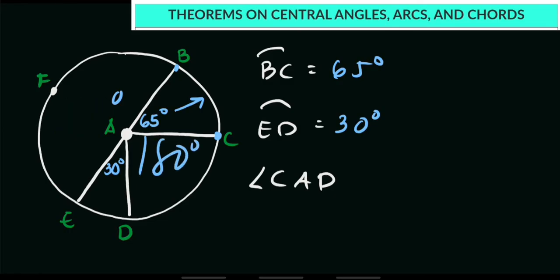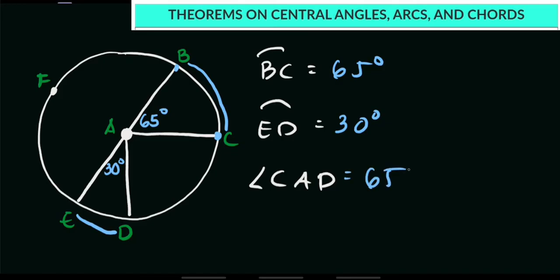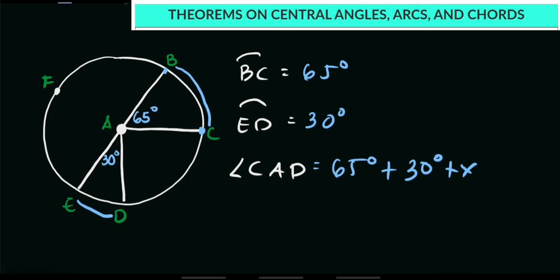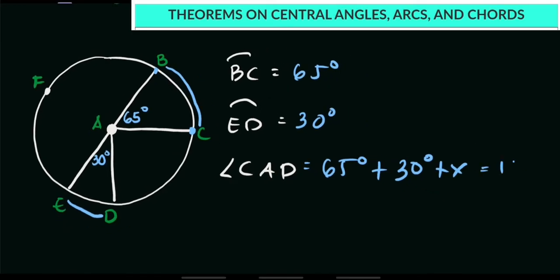Since we have this value of 65 degrees for arc BC and we have this 30 degrees, we need to add the remaining arc to have 180 degrees. Therefore, the value for CAD will give us 65 degrees plus 30 degrees plus x, and that is equal to 180. If we sum up all of those values, the total is 180.